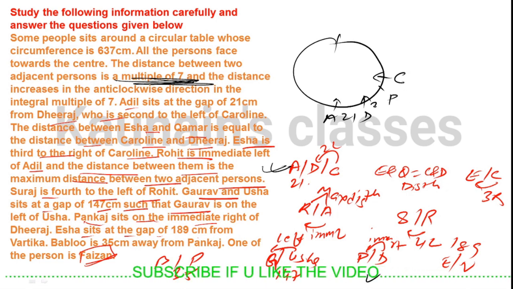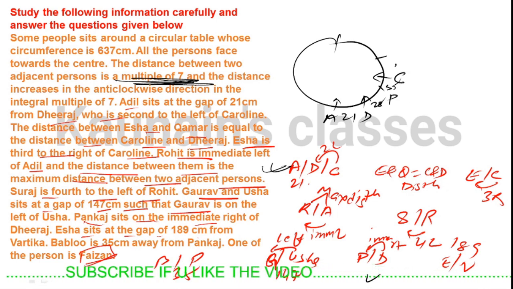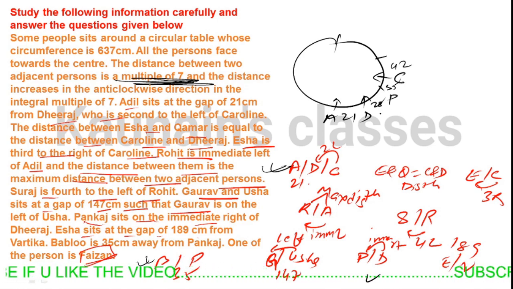So 21, 28, 35, then 42. The distance between Bablu and Pankaj is 35. So we have already placed P here.